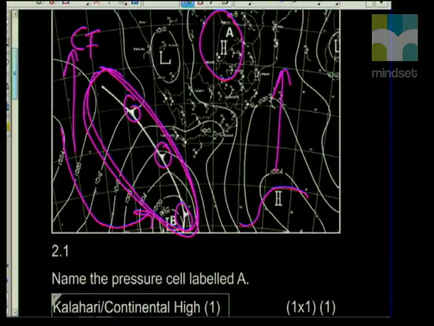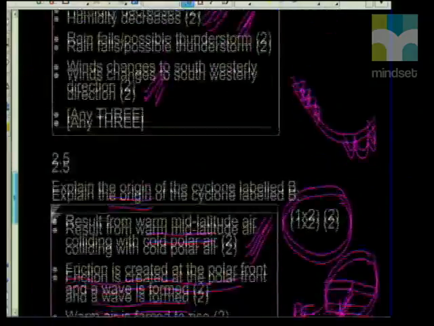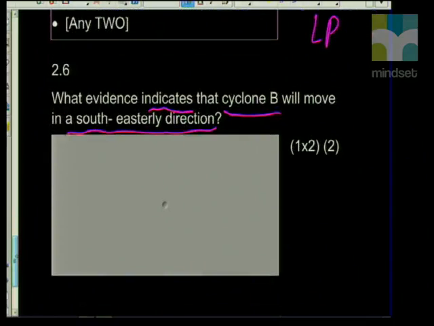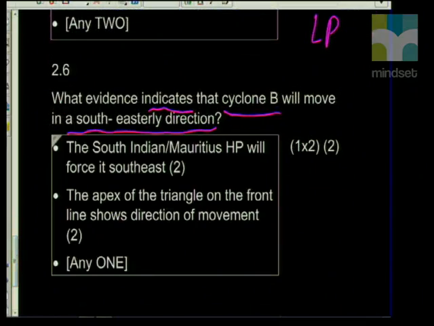You understand? Another thing is that this high pressure system is here. As this is coming, it's going to push it in a southeasterly direction. It's going to form a little block here and push it in the southeasterly direction. That's your South Indian high. It's going to come in and block it and push it. So, let's look at the answer here. The South Indian Mauritian high, as I've indicated to you, will force it southeast. It will push it.